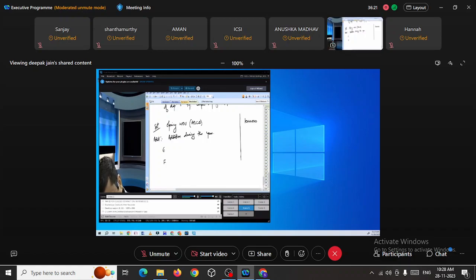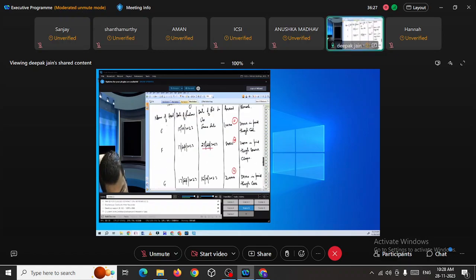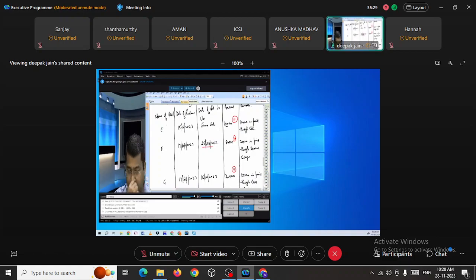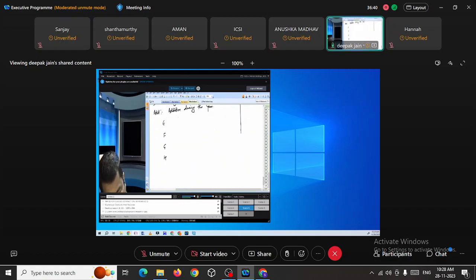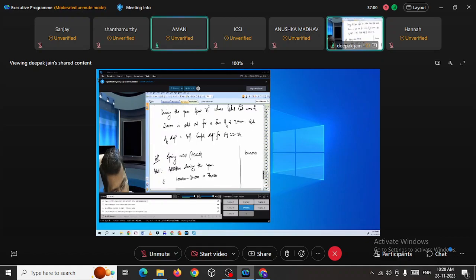E, F, G, H. As far as E is concerned, total value is 1 lakh, out of which 30,000 is paid through cash. Above 10,000, if it is paid in cash, then such amount is not a part of actual cost. So what is the actual cost of asset E? 70,000. Payment made in cash is not a part of actual cost.